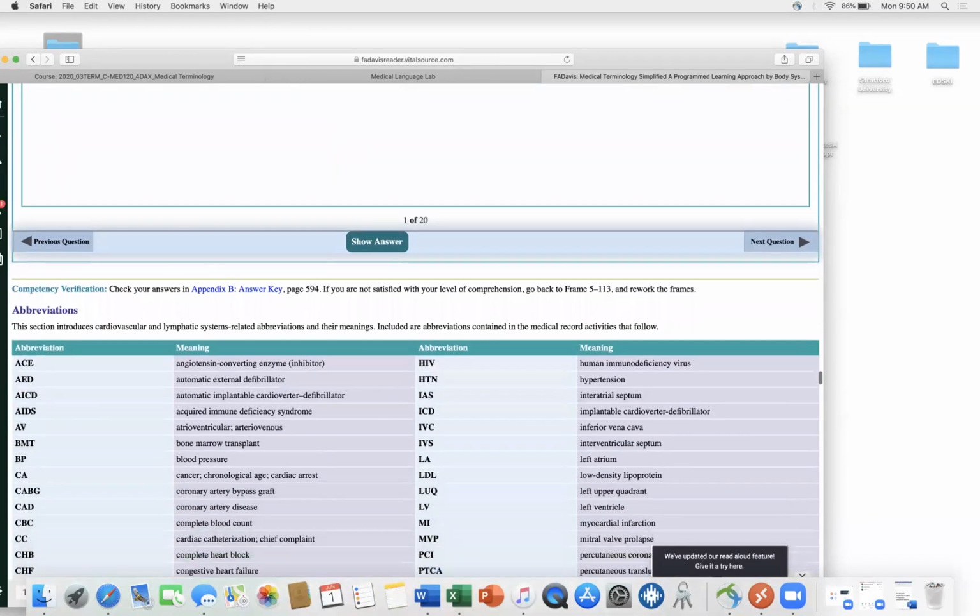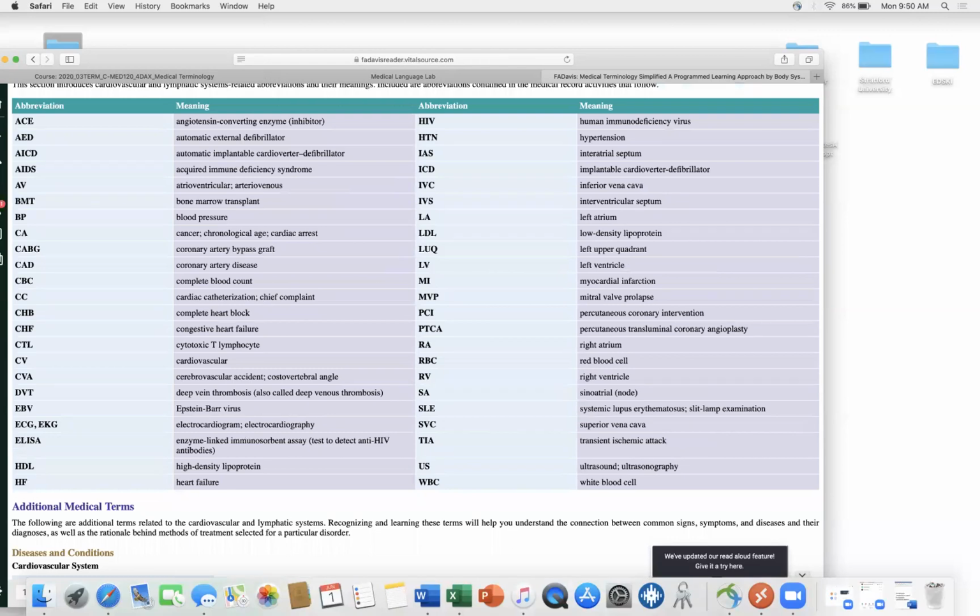Let's get to the abbreviations. Now, I'm just going to point out the abbreviations that are most common. Not all of these are common, in my opinion, but these are the ones you really need to know, and that's the ones I'm going to put out. ACE or ACE inhibitors, that's a very common drug. You need to know that.